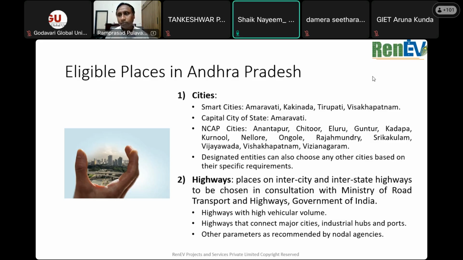For example, thermal would again consume coal, no, sir? No, wait. Thermal power plants. Wait, sir.